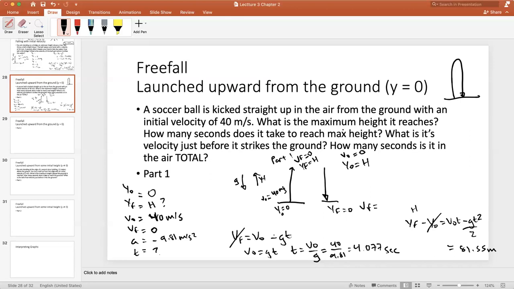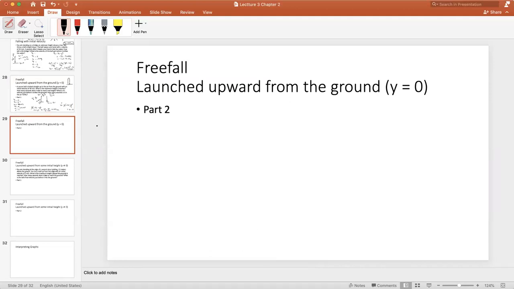So now, though, we wanted to know how long does it take to go down, and how many seconds is it in the air total? And so we can do a couple things here. So in part 2, we're falling from rest. So v initial is 0. Y initial is our maximum height of 81.55 meters. We don't know what v final is. Y final is 0, okay? And we want to know the time.